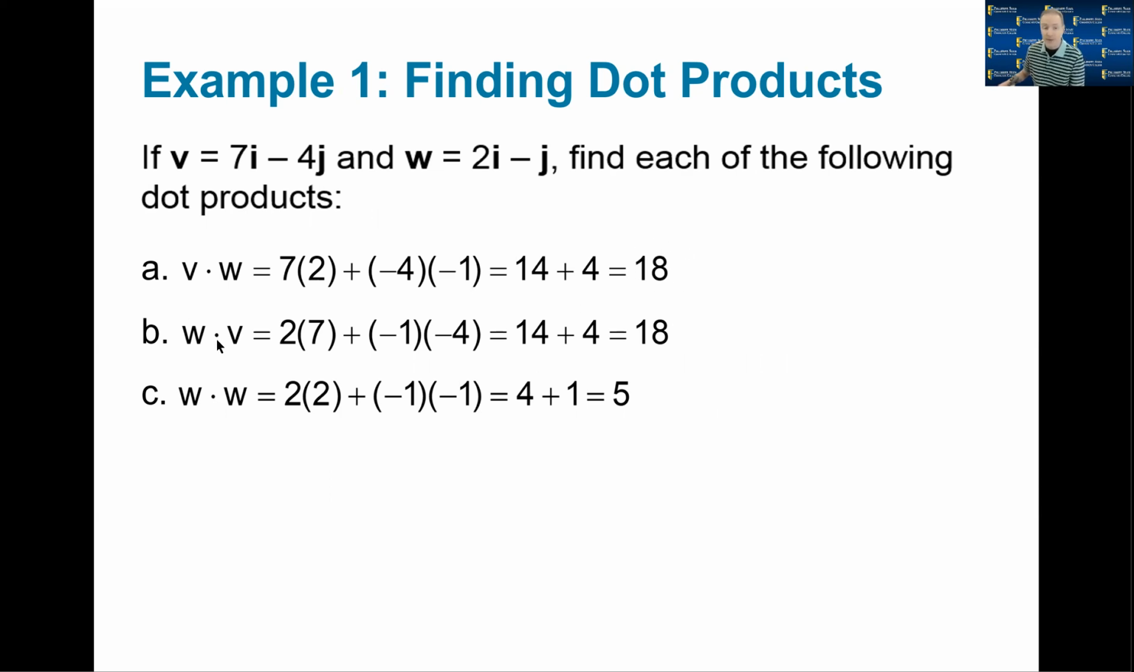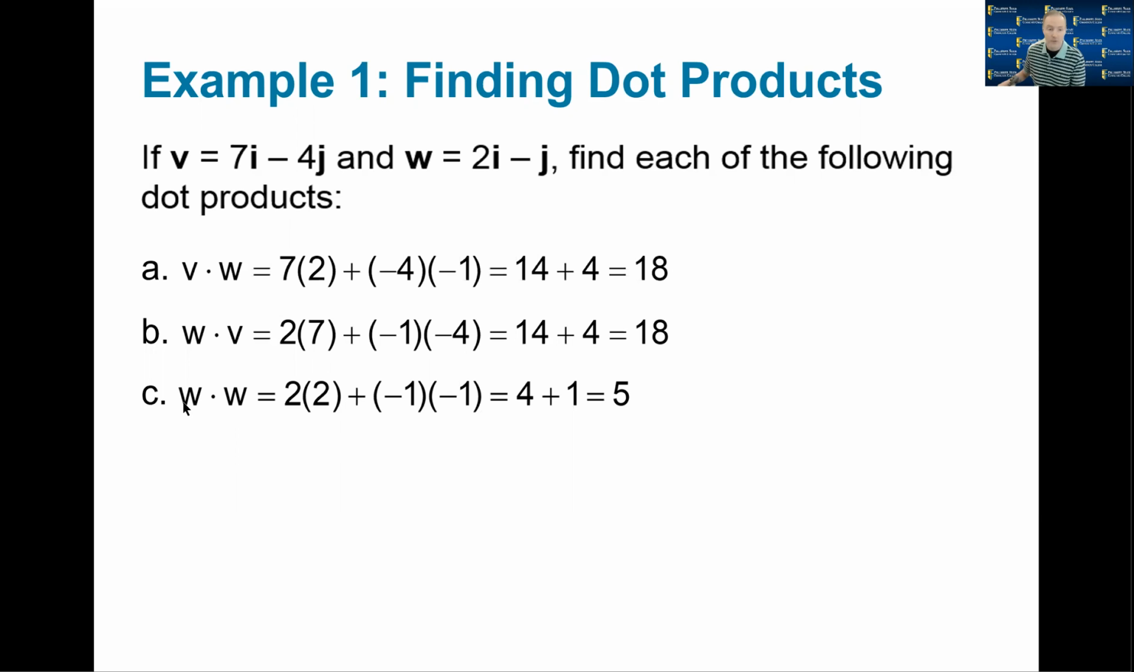Now, one thing I want to point out is that whenever we have the dot product, it doesn't matter in which order the dot product is taken. V dot W is the same thing as W dot V. If you think W dot V, well, it's just 2 times 7 plus negative 1 times negative 4. Since order of multiplication is irrelevant in here, then the dot product in either direction is going to yield an 18. Any dot product is the same no matter what the order is.